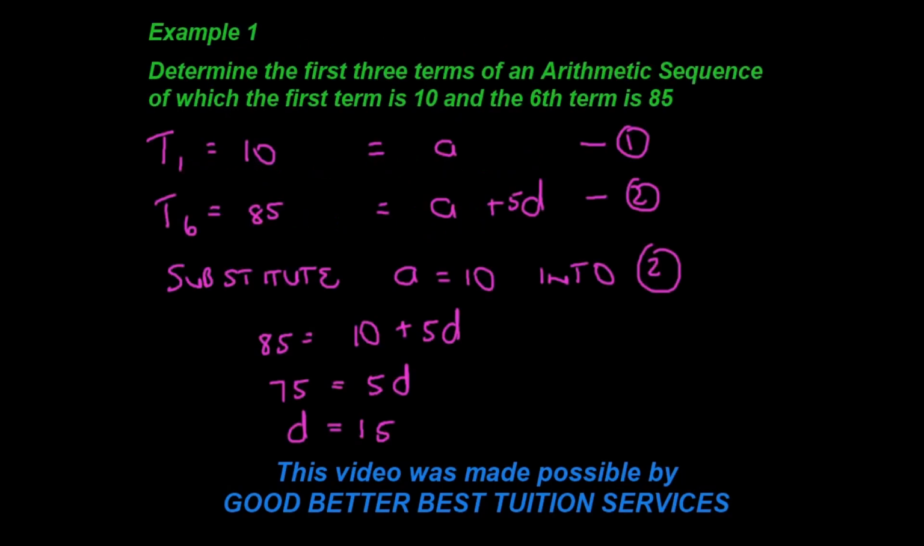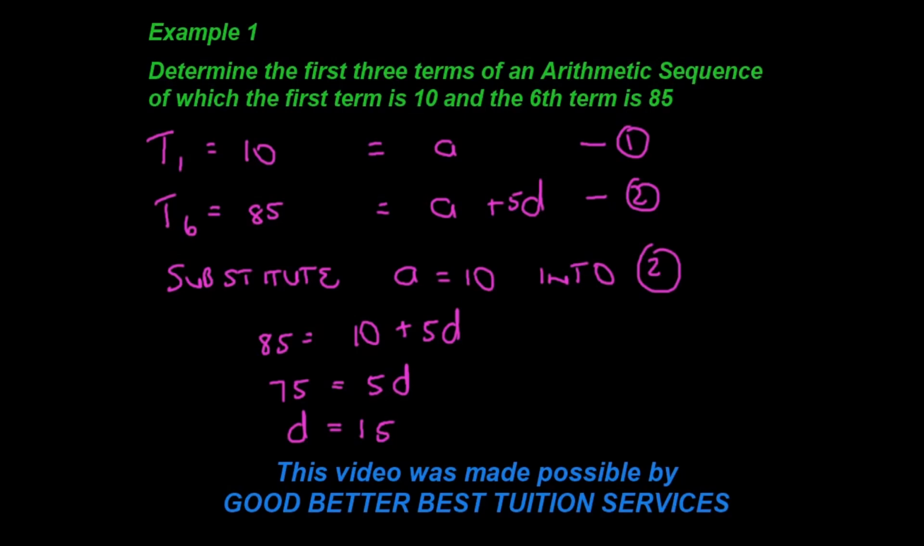Let's look at example 1. Determine the first three terms of an arithmetic sequence of which the first term is 10 and the sixth term is 85. So how we set this out is that we say, well, T1 is equal to 10, which is equal to a, and T6 is equal to 85, and we use the information that we just learned now, a plus 5d. So T6 is equal to a plus 5d.